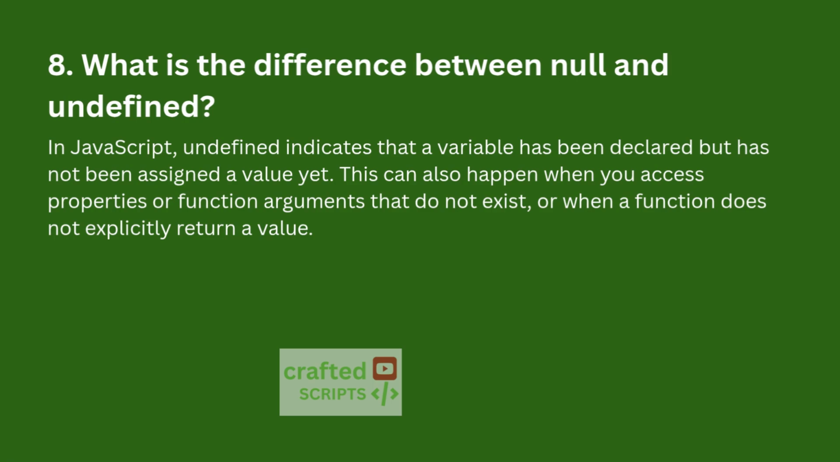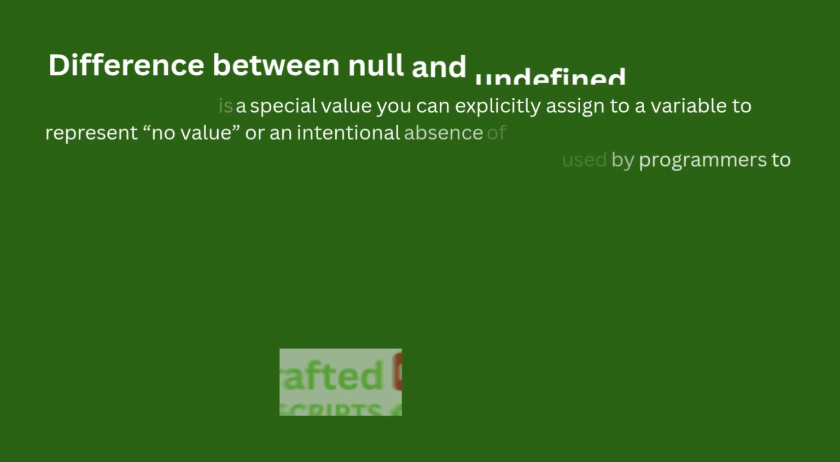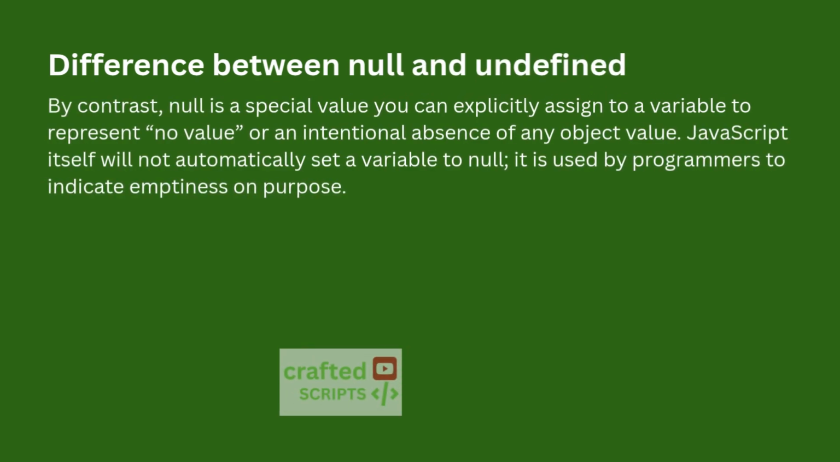In JavaScript, undefined indicates that a variable has been declared but has not been assigned a value yet. This can also happen when you access properties or function arguments that do not exist, or when a function does not explicitly return a value. By contrast, null is a special value you can explicitly assign to a variable to represent no value, or an intentional absence of any object value.